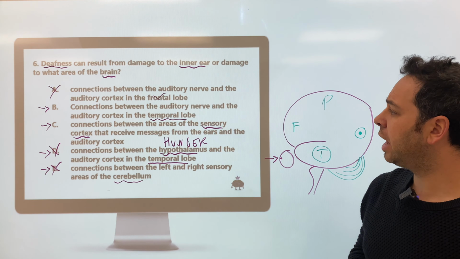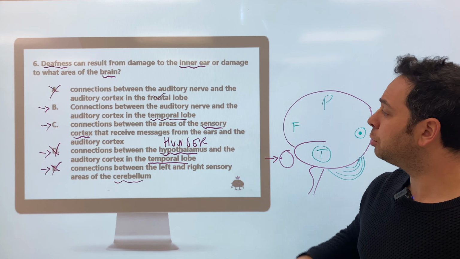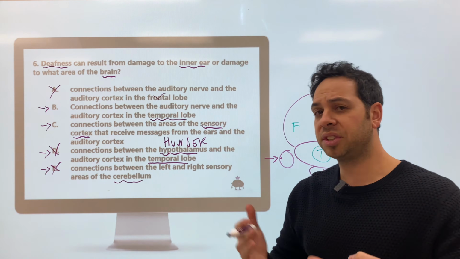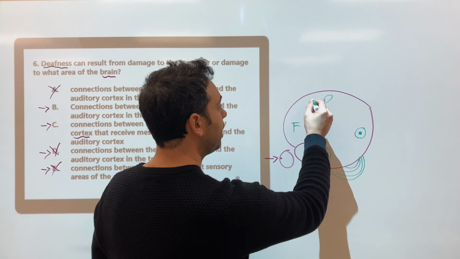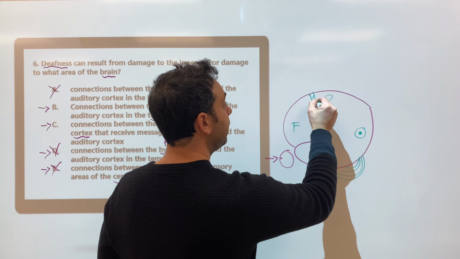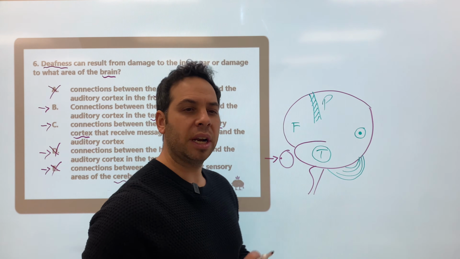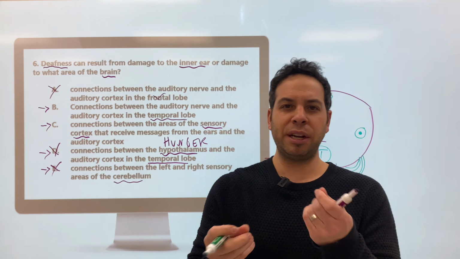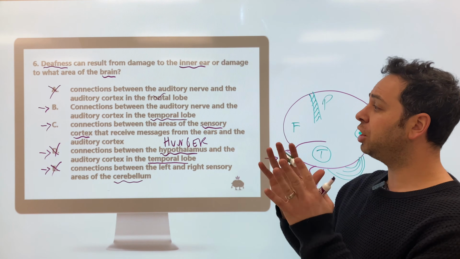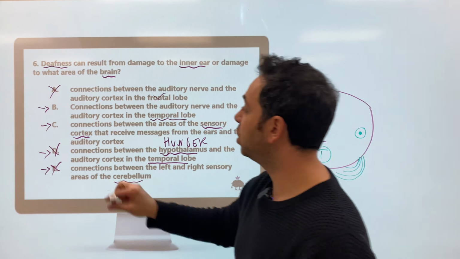All right, what about letter C? Connections between areas of the sensory cortex. Do you know what the sensory cortex does? Well, it's right by the parietal lobe, and it receives information from the body like temperature, hot and cold, and all the stuff that you might feel with your hands. It has nothing to do with hearing. Because of that, that is not the right answer.